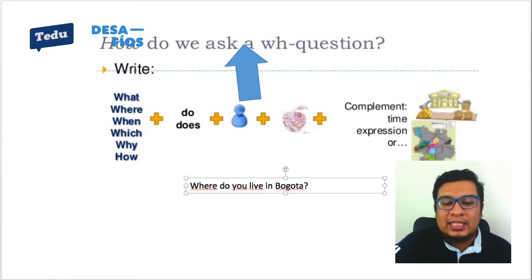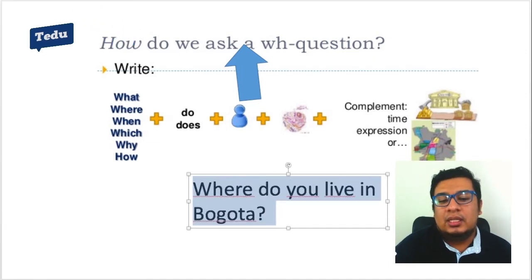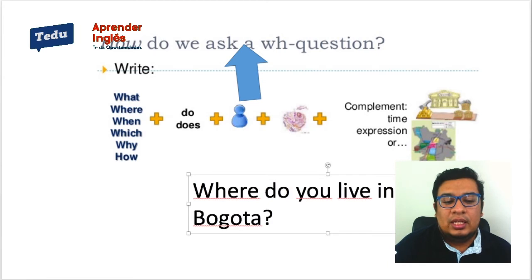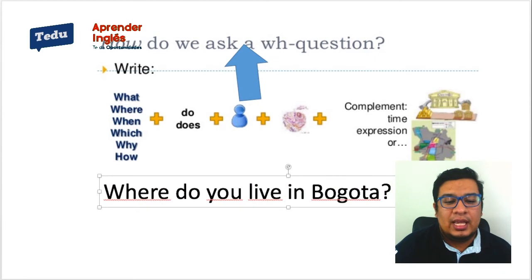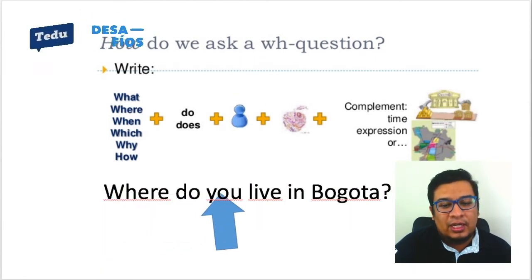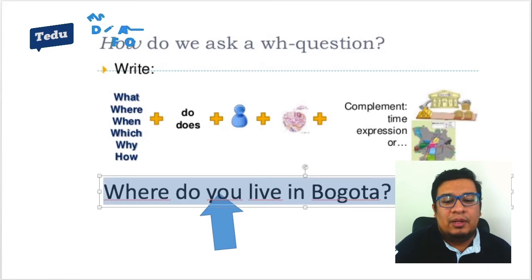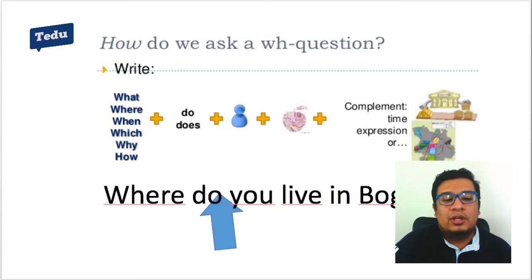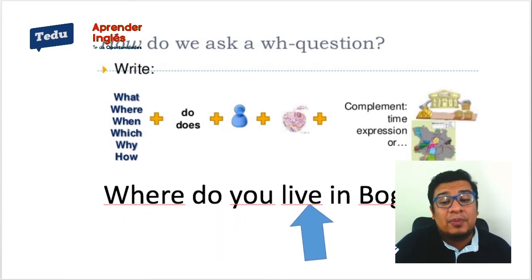Si lo podemos colocar de esta manera, I'm gonna put it a little bit big. We can use it like this way. Tengo where, que sería qué? El WH question. Luego tengo do, luego tengo la persona. Vamos a cambiarlo para que se pueda ver mejor. Listo. Entonces tengo where, WH question, do, the auxiliary, you, the person, live, the verb, in Bogotá is what? The complement and the expression.